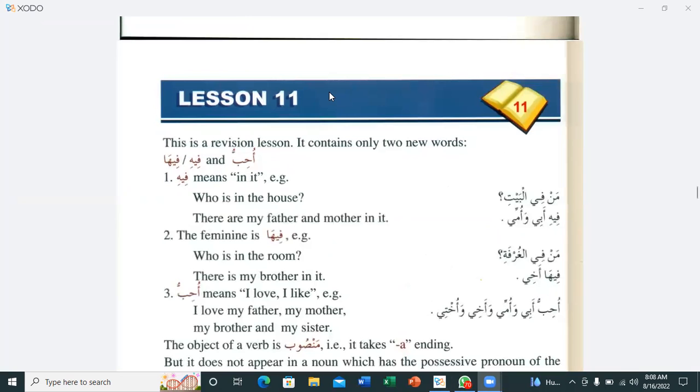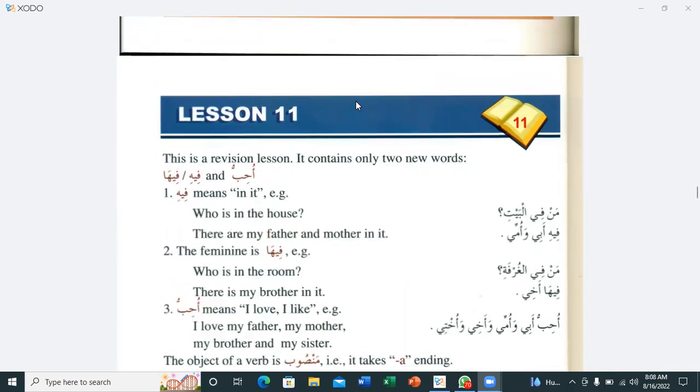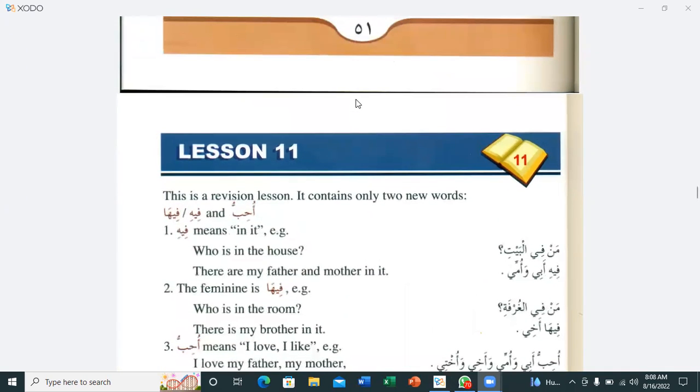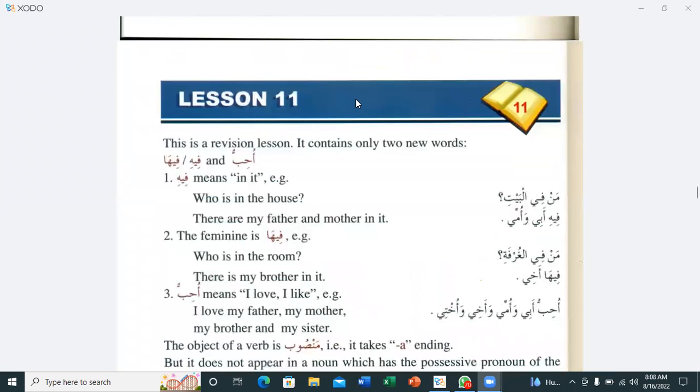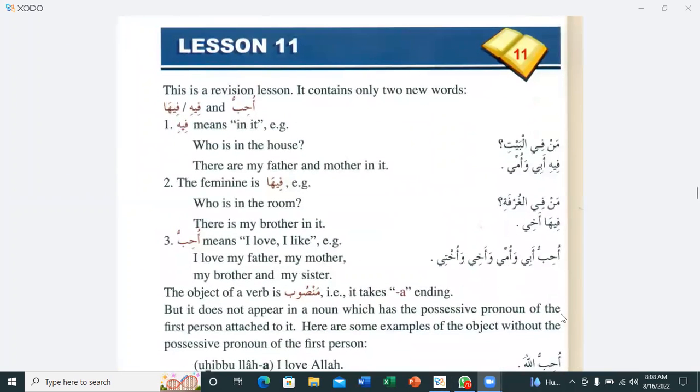So we learn today, inshallah, Durus-ul-Lughat-il-Arabiyah. Last time we learned chapter number 10, right? Yes, ma'am. Okay. So today we learn lesson 11.